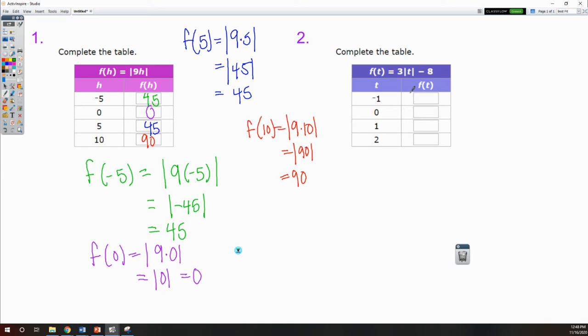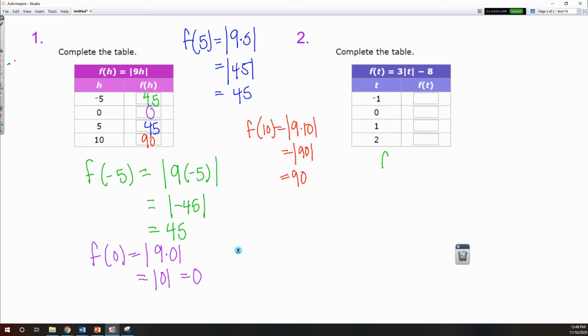Okay, in the second example, it's a little bit more complicated because I have to take the absolute value first, then I multiply by 3, then I subtract 8. So it is quite possible that we're going to get a negative output value because absolute value doesn't mean that the whole entire problem, every single answer, is positive. It just means that whatever's inside the absolute value will be positive.